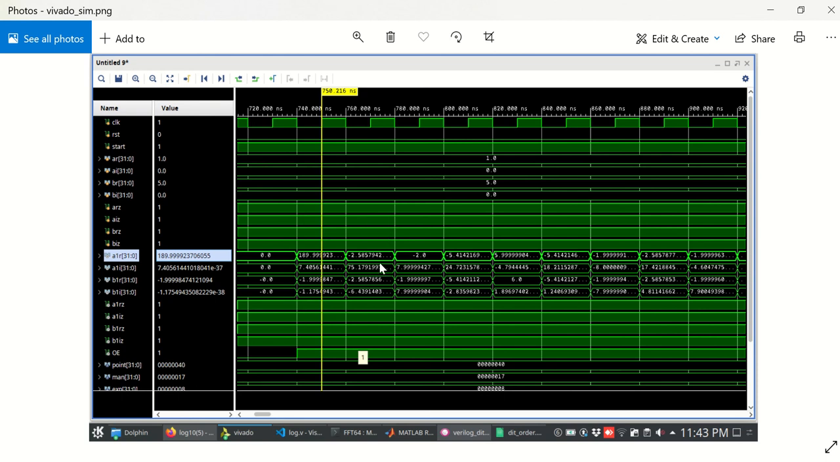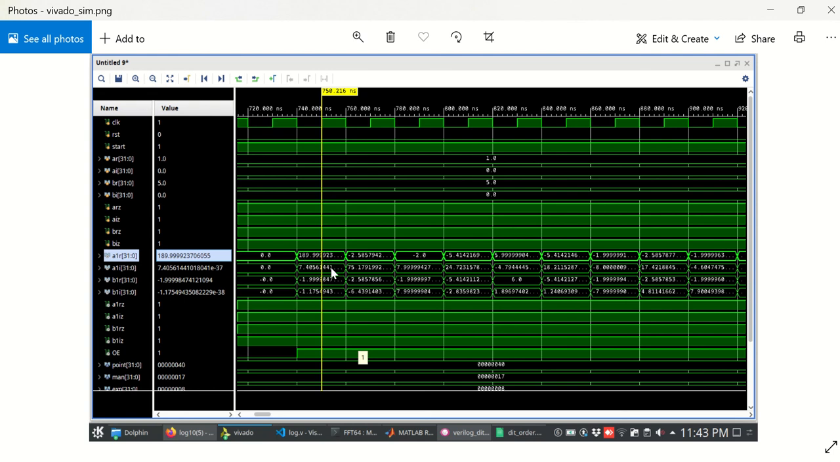Now let's look into the simulation result of this 64 point FFT. Here this is the simulation result. Here we have A1R, A1I, B1R, B1I. So the output is to be seen in this way. The first clock cycle is A1R, A1I, and the next clock cycle is the first output. Like here it is 189.99 plus 7.4 into e power minus 37, which is 0.